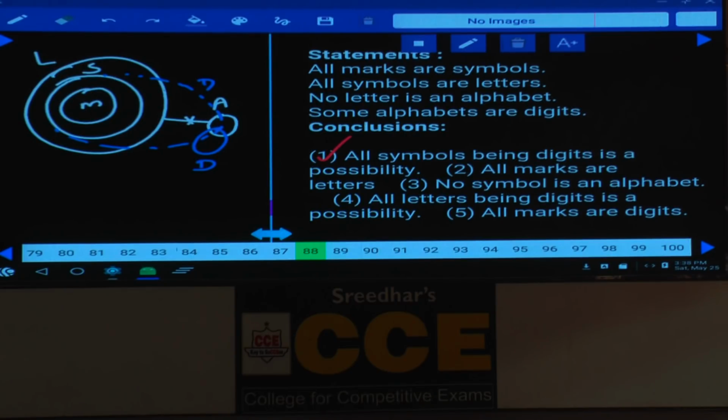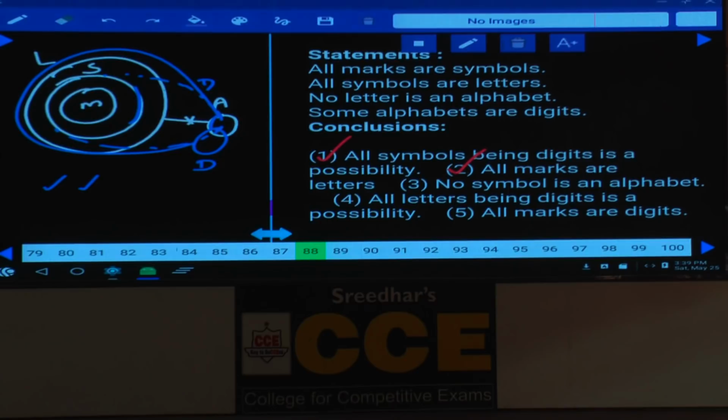Done? Then afterwards, choice 2: all marks are letters. All marks are letters is definitely true. As it is true once, it cannot be 100% false. Then the next one, choice 3: no symbol is an alphabet. Symbol is here, alphabet is here, and there is no intersection between these two. As of now it is true once, so no need to check an alternate diagram because it is already true once. Our intention is to check whether it can be false or not. Then all letters are digits is a possibility. Now tell me whether I can draw letter and digit like this or not. Yes, all letters are digits, it can be true at least once.